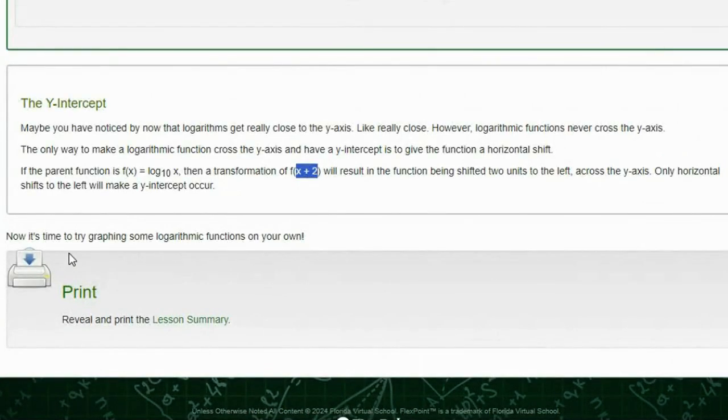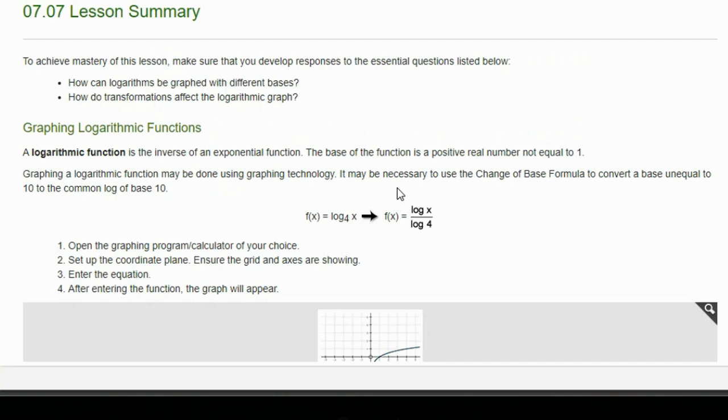All right, lesson summary. Look at page 2. We've got our lesson summary. Said this was a short lesson because it's all about graphing and we have Desmos. So how can logs be graphed with different bases? Did that by dividing. And how do transformations affect the log graph? Exactly the way they affect all the other graphs.